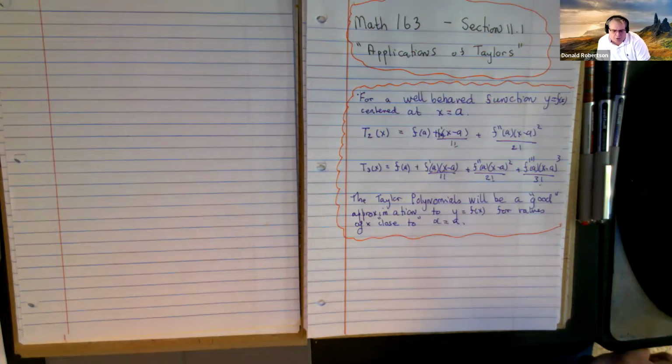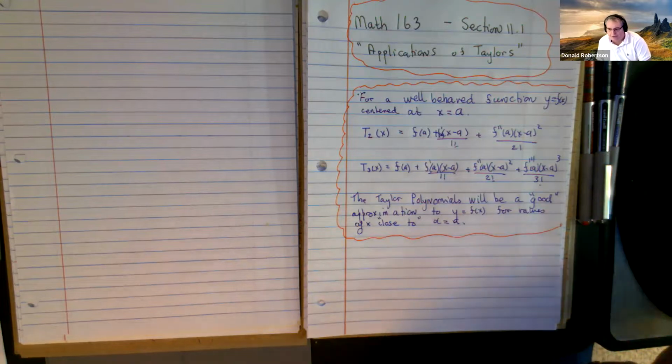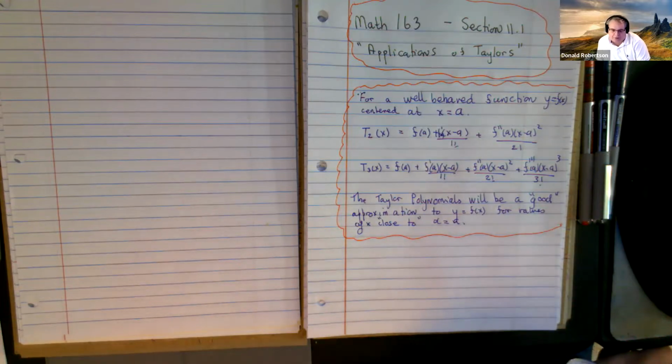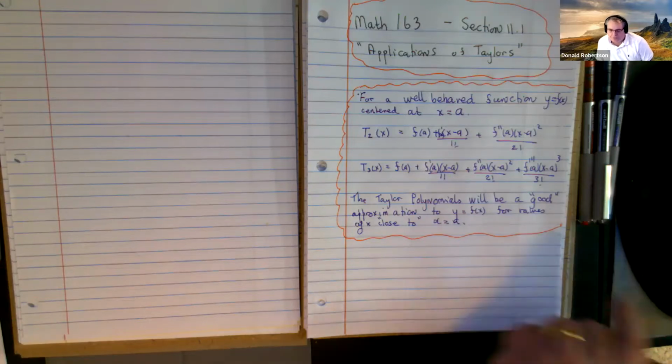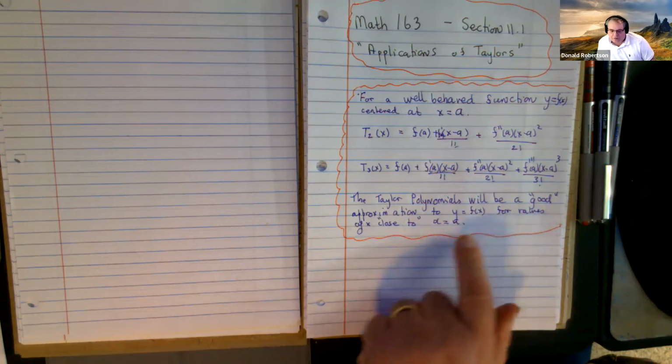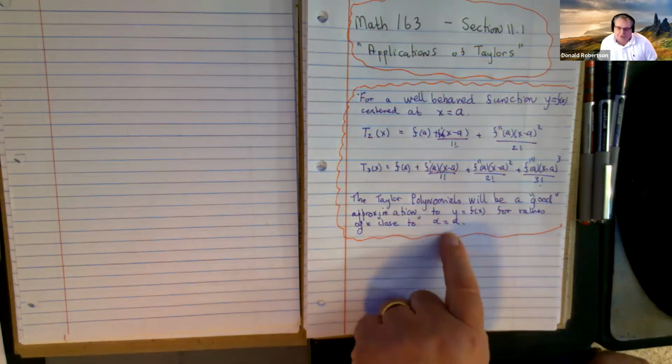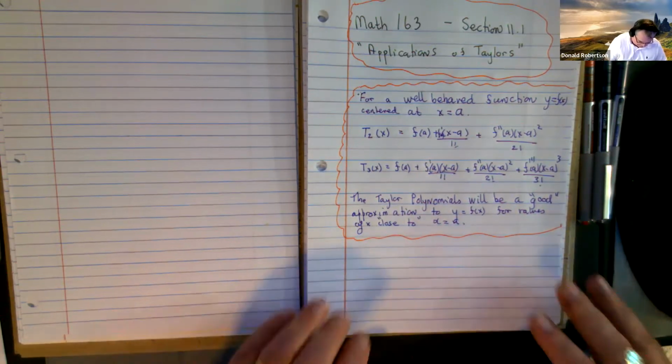Practically speaking, we wouldn't expect you to do more than, say, T4. If you could do T4, you can do T40. It just means you have to do 40 derivatives and plug in 40 numbers and get 40 answers. Apart from the fact that that would take you forever, in many situations you don't need too many terms from a Taylor polynomial to get a reasonably good approximation to the function, at least for values of x that are close to the center, x equals a.